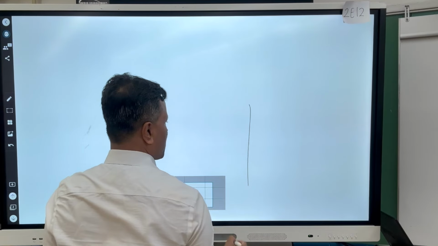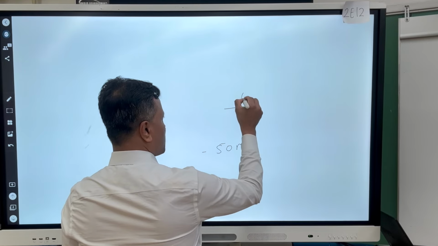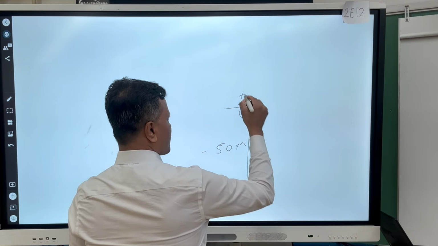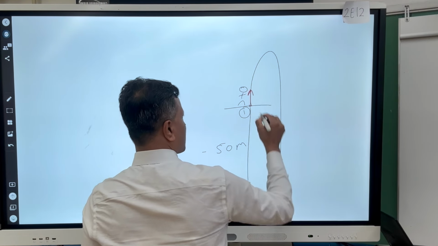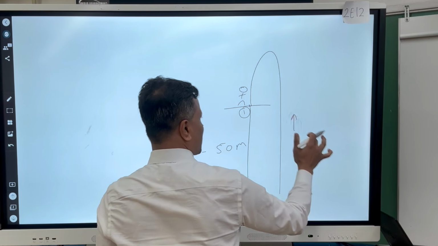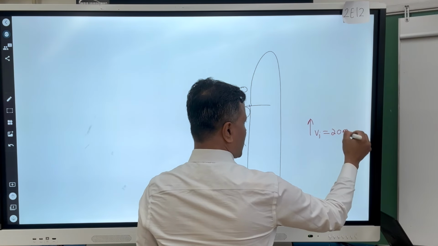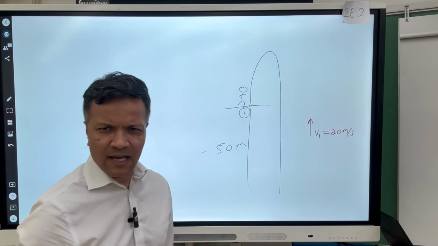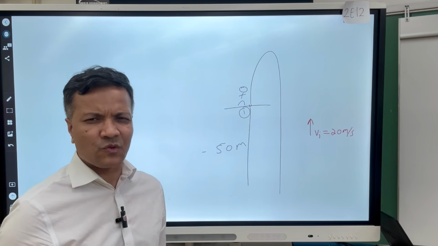I'm going to give you a problem. You are 50 meters above the ground, negative 50 meters, and you are at location 1. You're throwing something in the air like this. So this is the vector. This vector is the initial velocity, 20 meters per second. And understand the angle of this vector. The angle of this vector is 90 degrees. 90 degrees with respect to what? With respect to the ground.